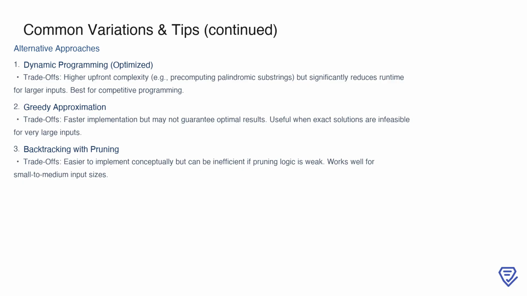Backtracking with pruning offers a more conceptual approach, which can be easier to implement. However, its efficiency heavily depends on having strong pruning logic. This method works best for small to medium input sizes, where the solution space is manageable. Choosing the right approach depends on the constraints and requirements of the problem you're solving.